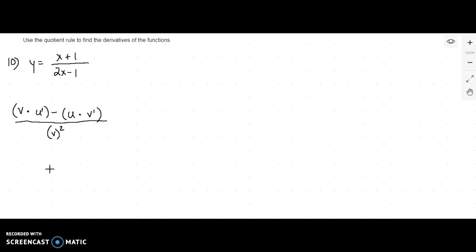We're going to take v and multiply it by the derivative of u, and we're going to subtract from that u times the derivative of v. And we're going to put all that over v squared.